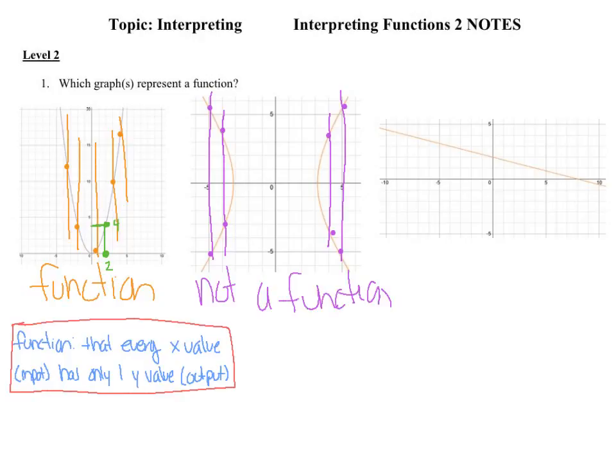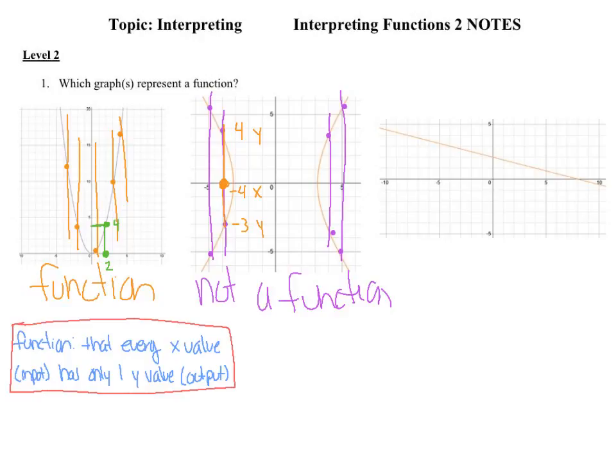Let's look at this one more closely here. Let's say my x value is -4. My y value, if I go up, it could be 4. And if I go down, it could be -3. So my x value of -4 gives me 2 y values. That can't happen for this to be a function.